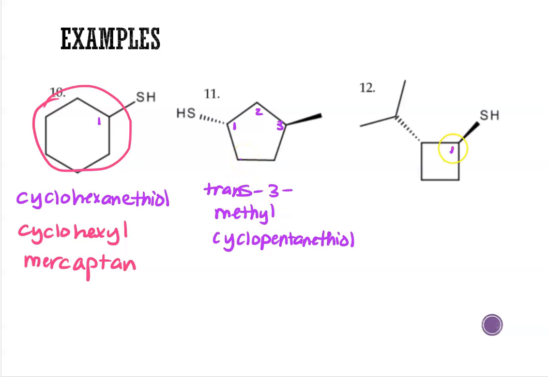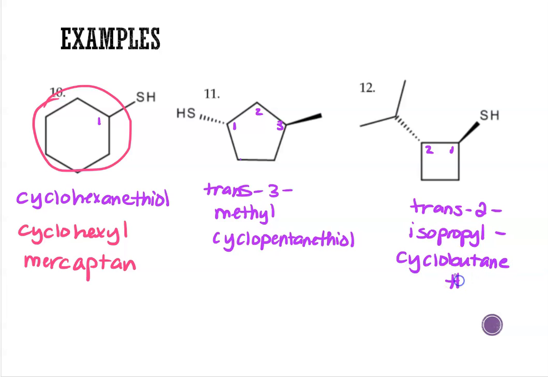All right, lastly, we have a cyclobutane here. This is going out of the board, and this is going out of the board, so this is again trans. So this would be trans 2 isopropyl cyclobutane thiol.